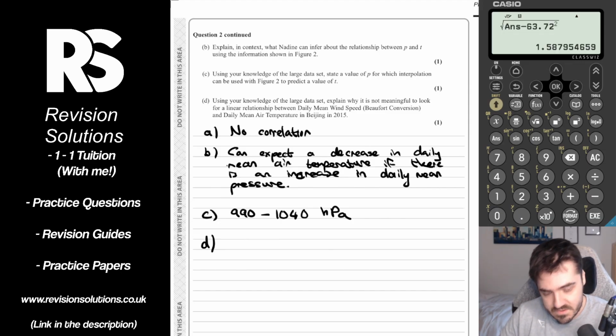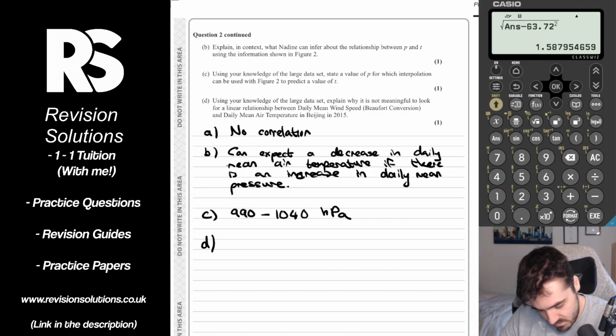Okay, and then it says, using your knowledge of the large data set, explain why it is not meaningful to look for a linear relationship between daily mean wind speed and daily mean air temperature in Beijing. So that's, again, knowledge of the large data set and essentially knowing how the data is measured. The daily mean wind speed is a qualitative variable rather than a quantitative variable. So you can't really have a correlation with something that isn't strictly a number.